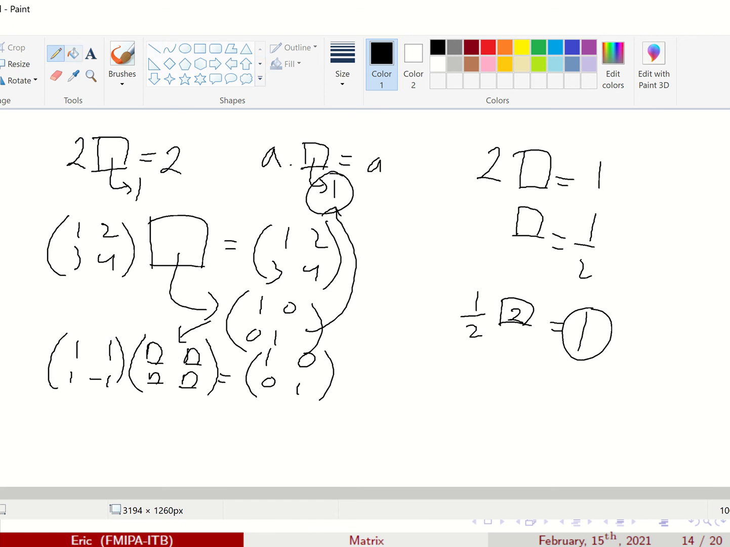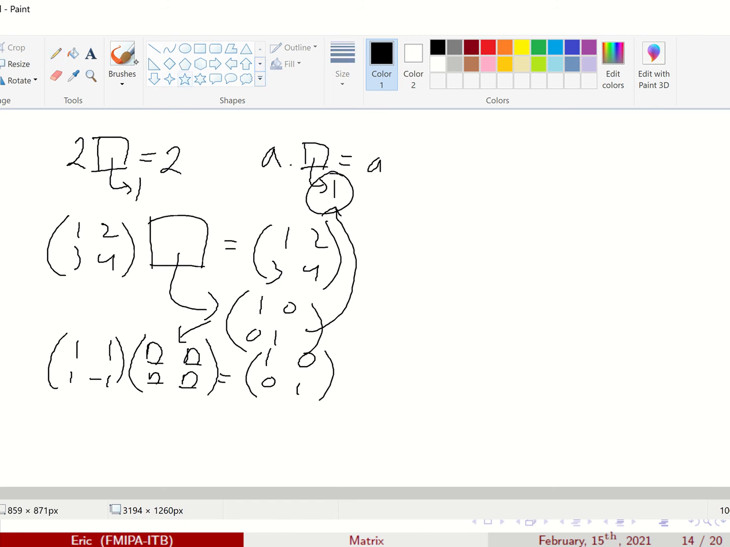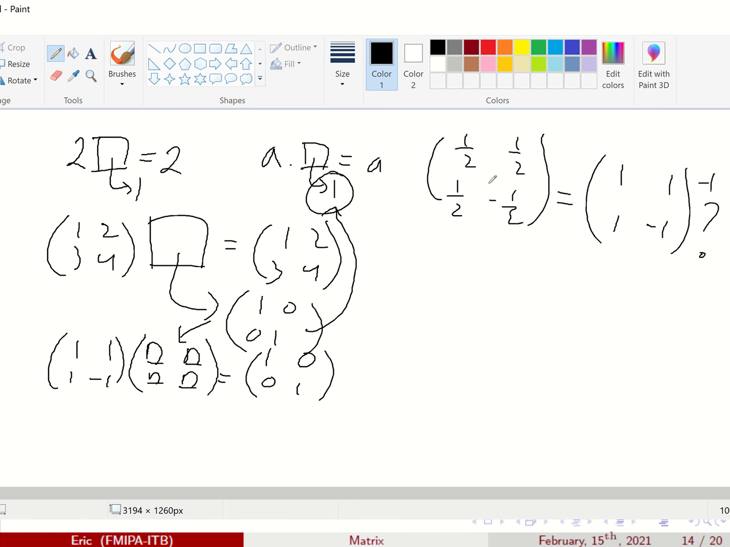Okay, let's try this one. The question is this: can you determine whether this is the inverse of this? For inverse we usually use the power of -1. Is this the inverse of this? You can just multiply.